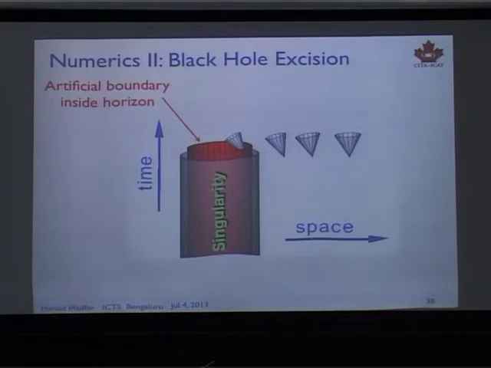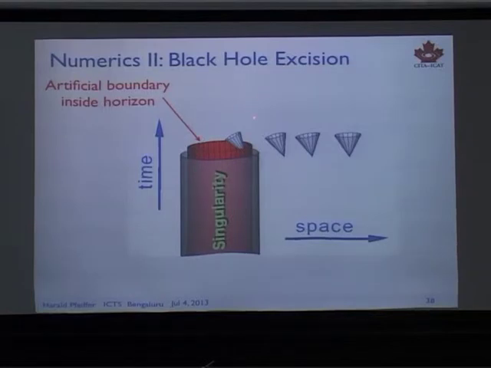We combine this with black hole excision. Because the light cones tip over, we are able to place an artificial boundary inside the event horizon, which is a pure outflow condition, so we don't need boundary conditions there. This allows us to avoid the singularities in the middle.